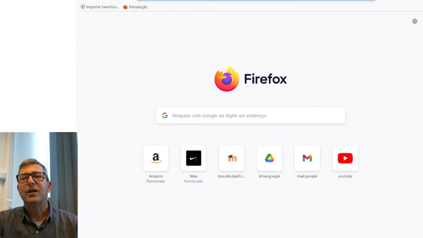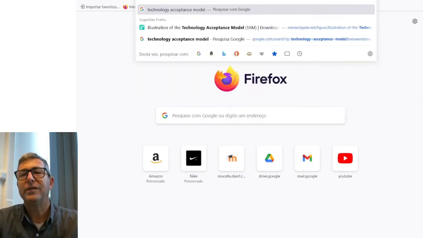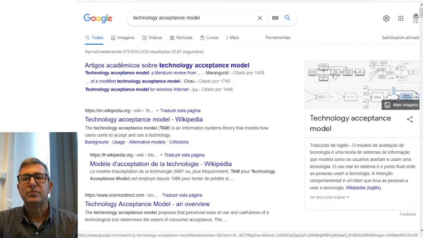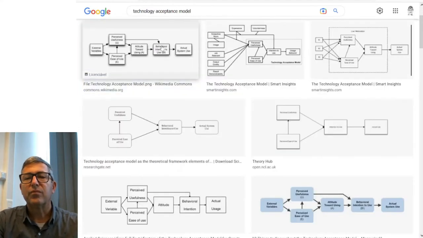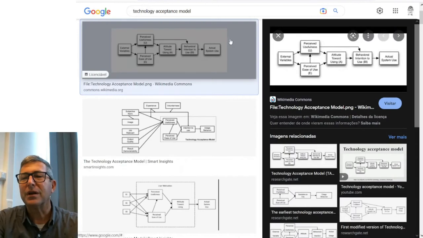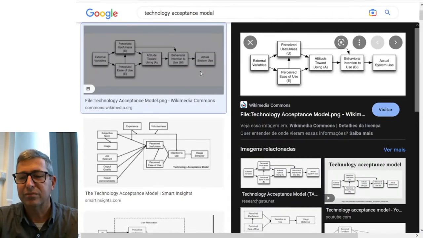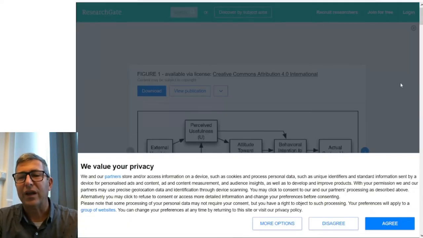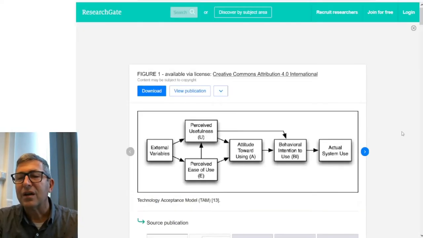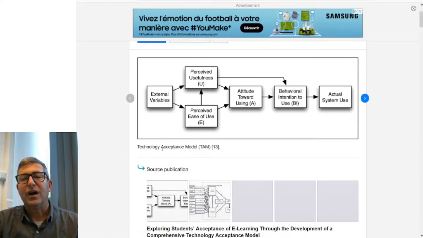One of them is the technology acceptance model by Fred Davis. Let me see if I can show this. I just want to pick one of them here and make it big. This looks good. This is the technology acceptance model as proposed by Fred Davis in his original studies of technology acceptance.